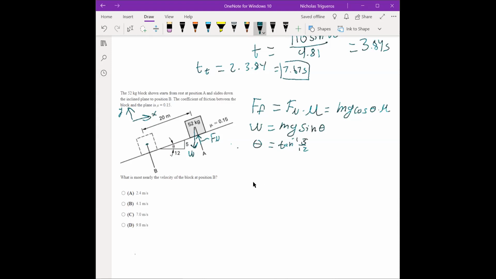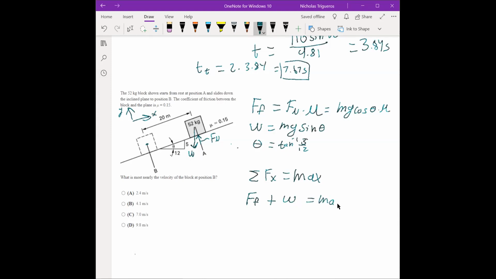But we can sum the forces in the x direction, can't we? Summing the forces in the x direction, what does that have to be equal to? Mass times acceleration in the x direction, or max, as I like to call it. So what is the sum of the forces in the x direction? Plus or minus force of friction plus or minus the weight. Which ones are positive, which ones are negative?